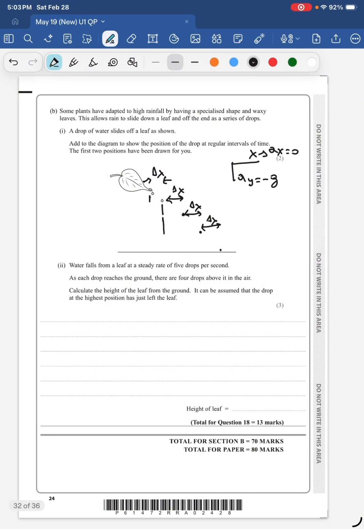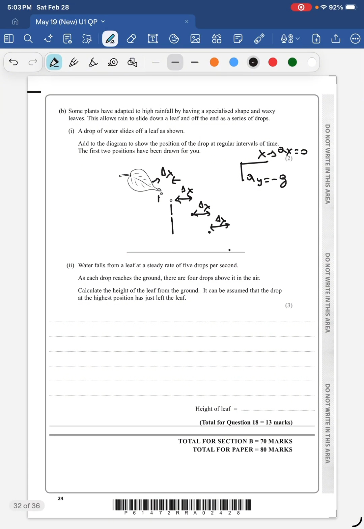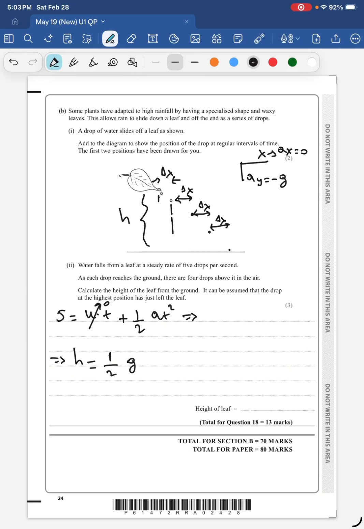Okay, so SUVAT equations. I mean, there is nothing else we can use, right? So we need a distance. So the best one is S equals some initial speed times time plus 1/2 a t squared. There is no initial speed, so we can consider it 0. And we can call S this h that we look to find. h is 1/2 g t squared. So 1/2 times 9.81 times the time.